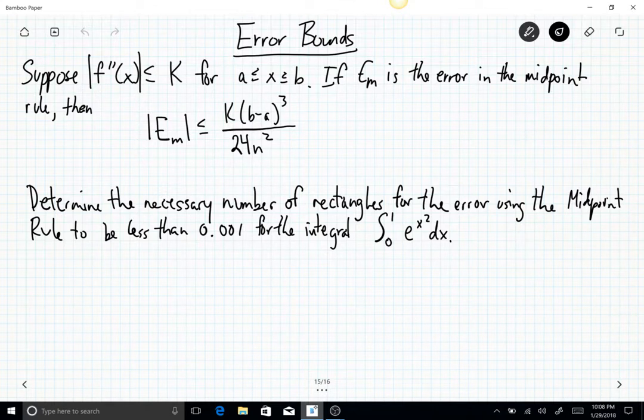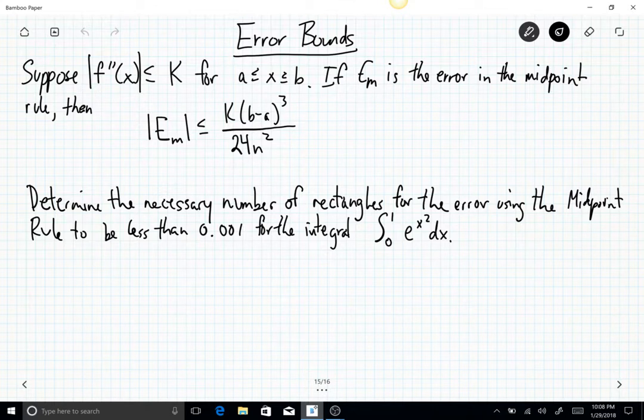And so the error estimate for the midpoint rule is this: the absolute value of the error, so you can think of it as a margin of error, is less than or equal to K times (b minus a) cubed, all over 24n squared, where n is the number of rectangles, b and a are your interval, and K is just some number that bounds the absolute value of the second derivative.